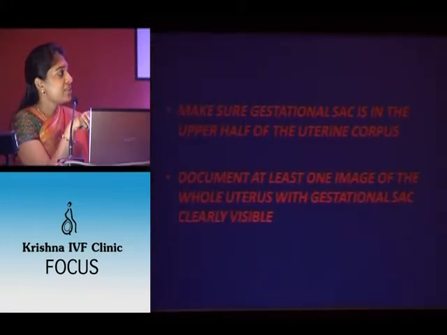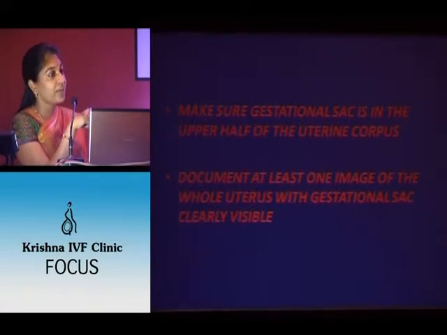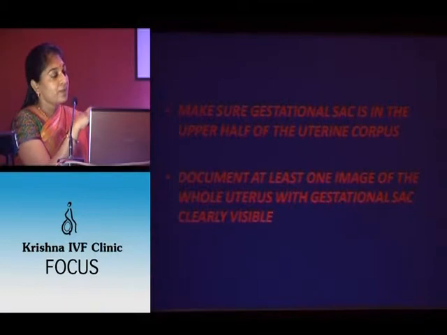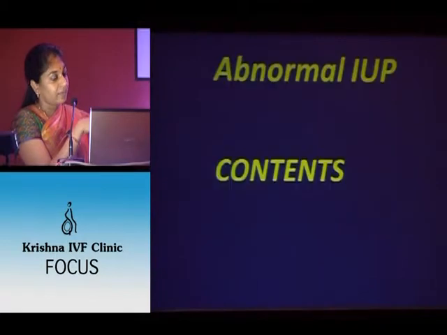So make sure the gestational sac is in the upper half of the uterine corpus, and document at least one image of the whole of the uterus with the gestational sac communicating with the endometrial and endocervical canals. This is very, very important when you're doing early pregnancy imaging. Why am I insisting on this? Because these early pregnancy scans most of the time are done in the office by the gynecologist itself. Very rarely do they come to us for a scan.